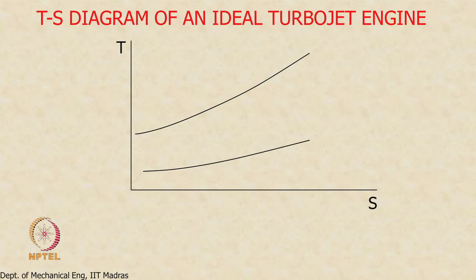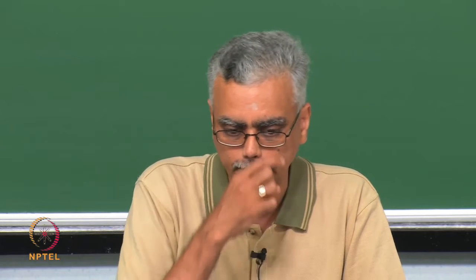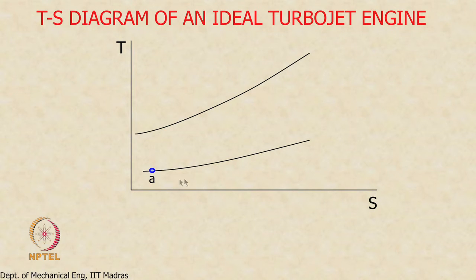So we are going to look at a turbojet engine. There are two isobars. The engine operates between these two pressures. Remember, the pressure ratio is one of the parameters of a turbojet engine. So it operates between these two pressures, and this is the free stream denoted by letter A.